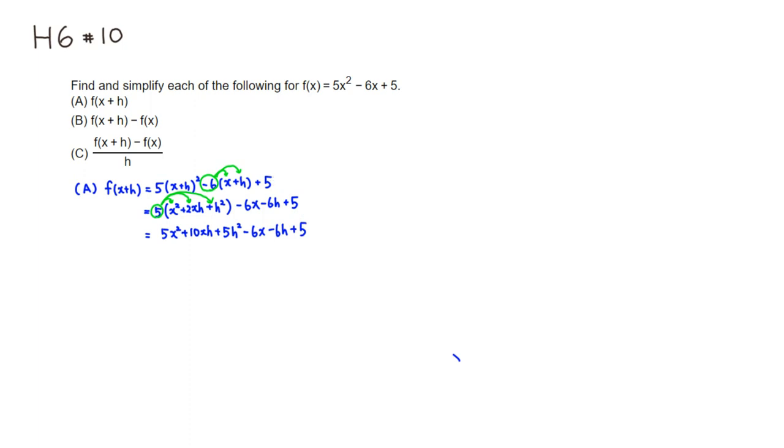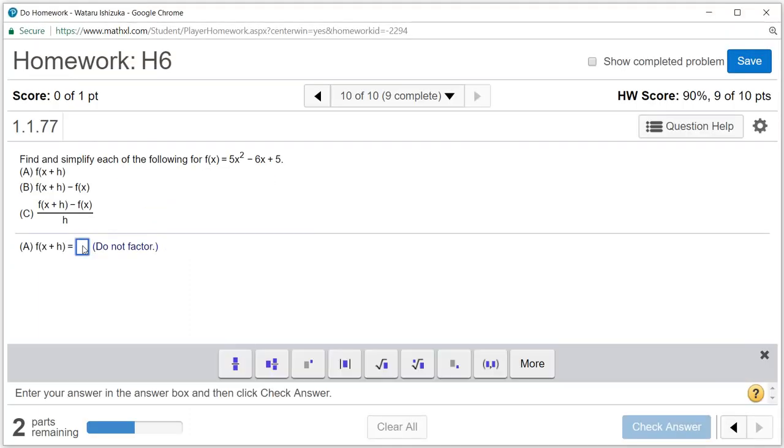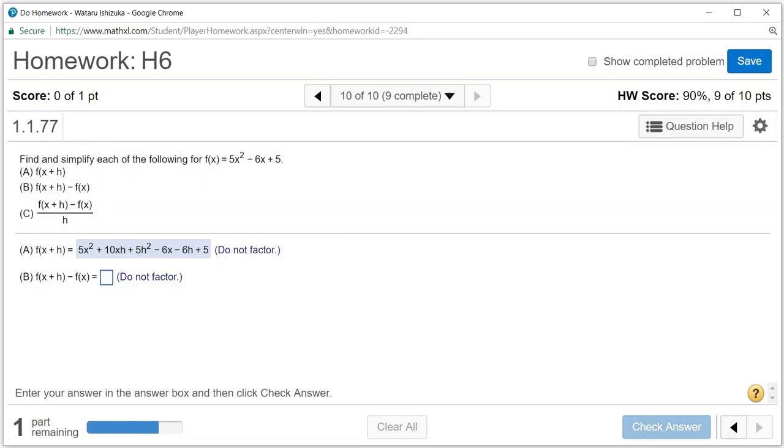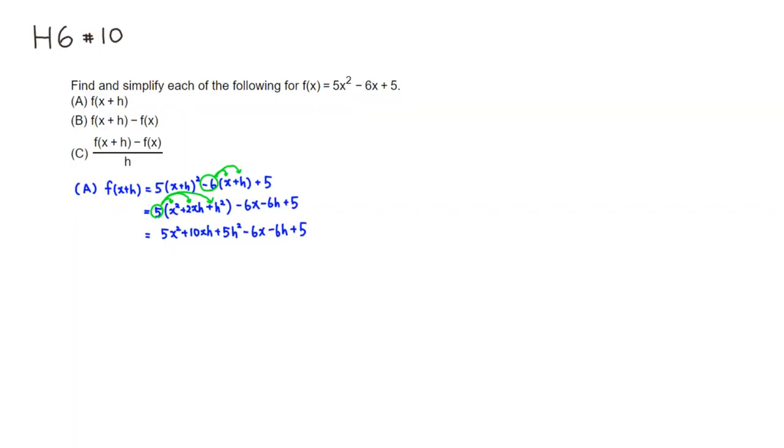So let's type it in. What we got was 5x squared plus 10xh plus 5h squared minus 6x minus 6h and plus 5. Let's check the answer. Got that. So let's do part B.